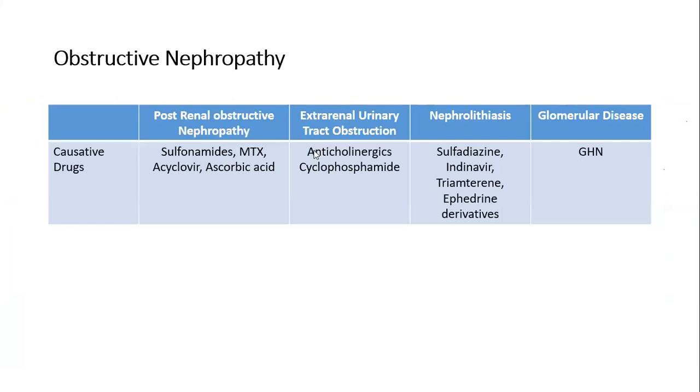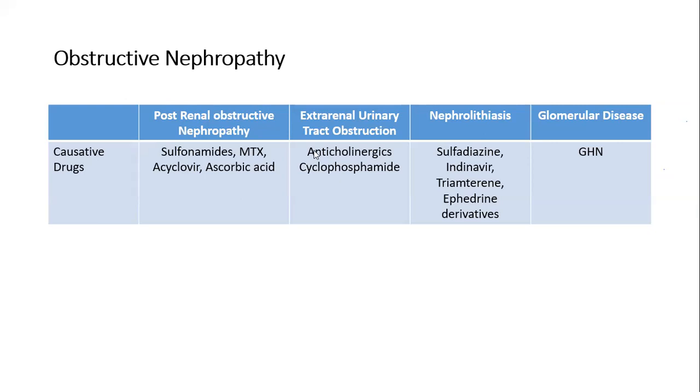So for obstructive nephropathy, now coming to the post-renal disease, the most common causes of post-renal obstructive nephropathy are SAMA, as you can abbreviate it: sulfonamides, ascorbic acid, methotrexate, acyclovir. Sulfonamides, methotrexate, acyclovir, and ascorbic acid, SAMA. Extrarenal urinary obstruction can be because of anticholinergics, or hemorrhagic cystitis because of cyclophosphamide. With cyclophosphamide, you usually get bladder toxicity, cystitis, and the scavenger for that is mesna, as you all know.